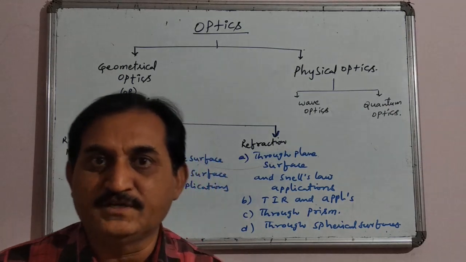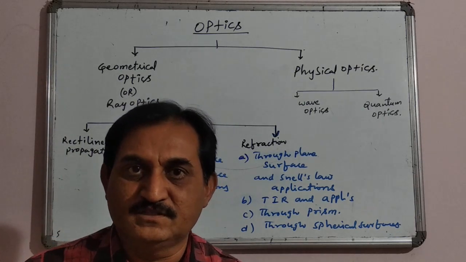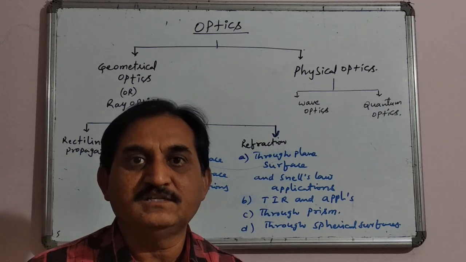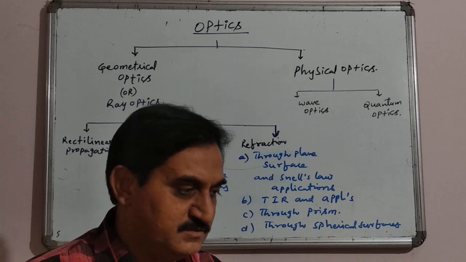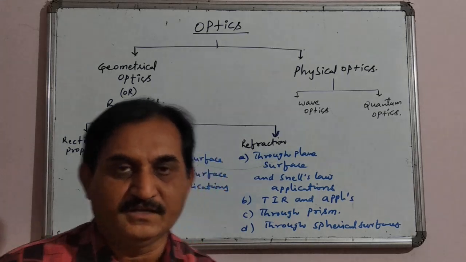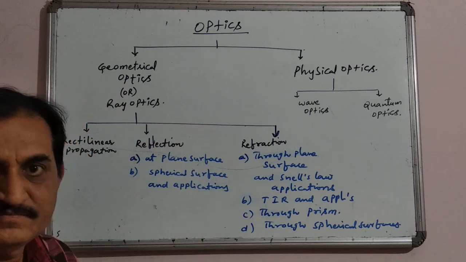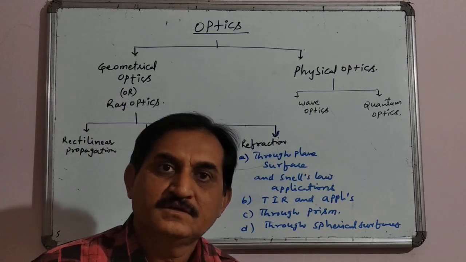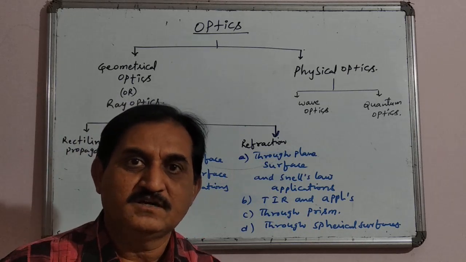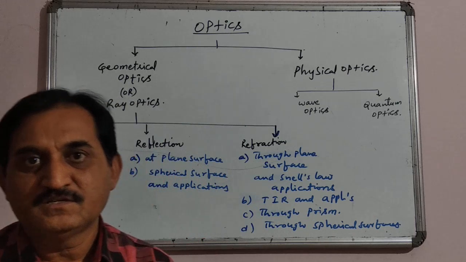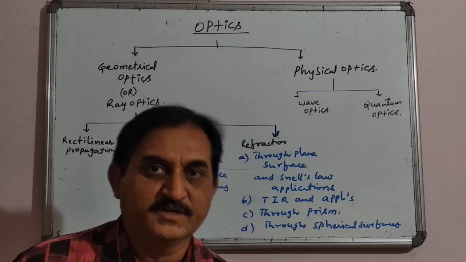So what is its definition? It is a branch of optics which deals with the phenomena of rectilinear propagation, reflection and refraction of light by the concept of ray. The second one, wave optics. What is wave optics? It is also a branch of optics, which deals with the phenomena of interference, diffraction and polarization by the concept of wave.